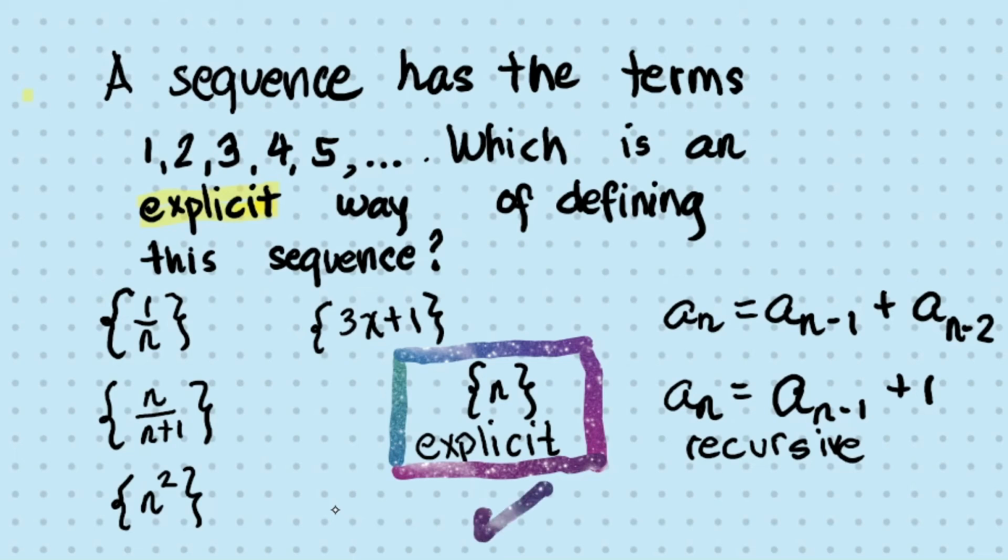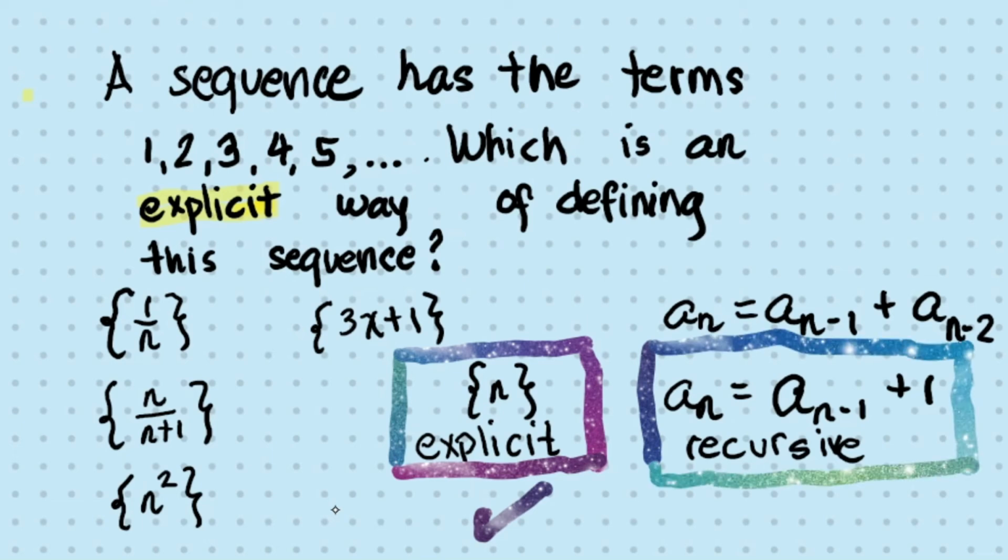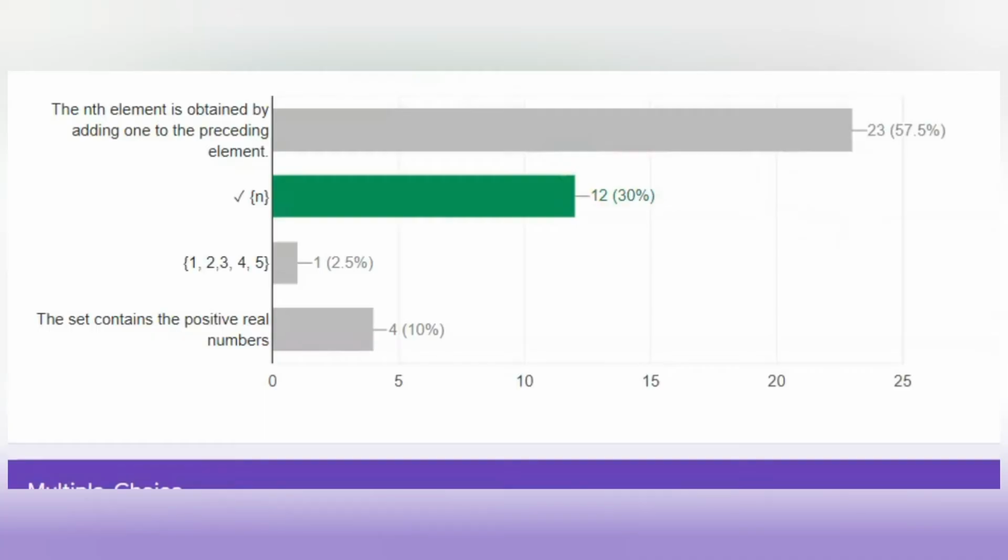Many of you chose the recursive way, which is the wrong answer. But well, we learn from our experience. If we have to refer back to the answers of the class, we can see that the choice, the nth element is obtained by adding 1 to the preceding element, has the highest percentage.